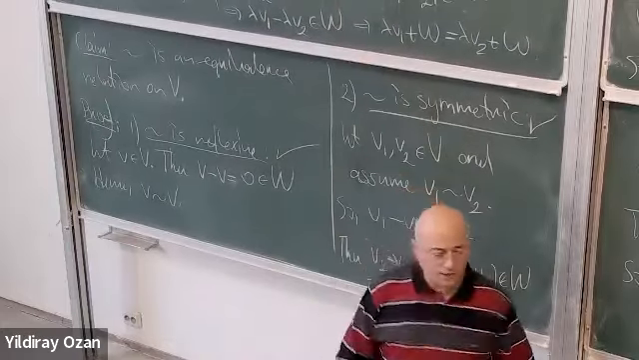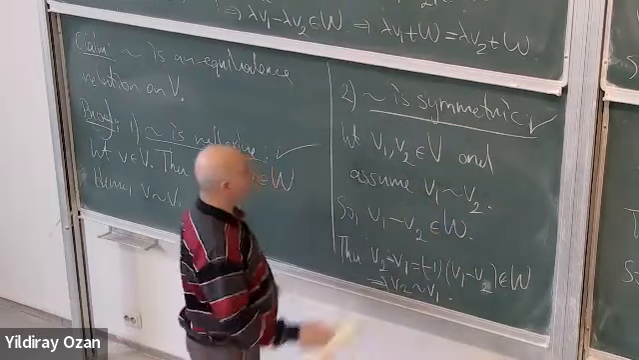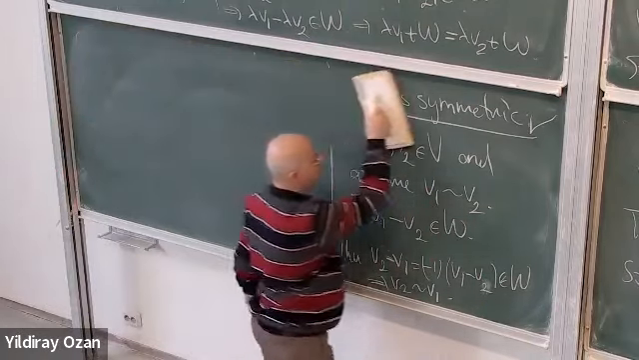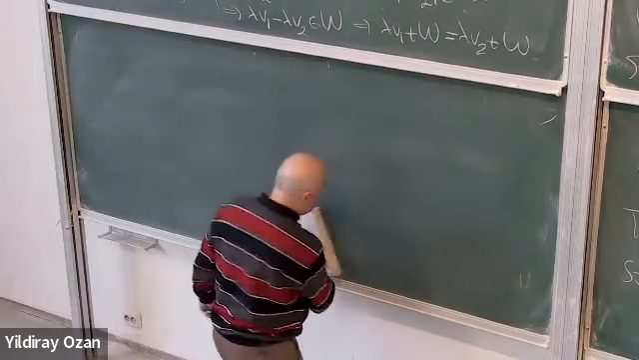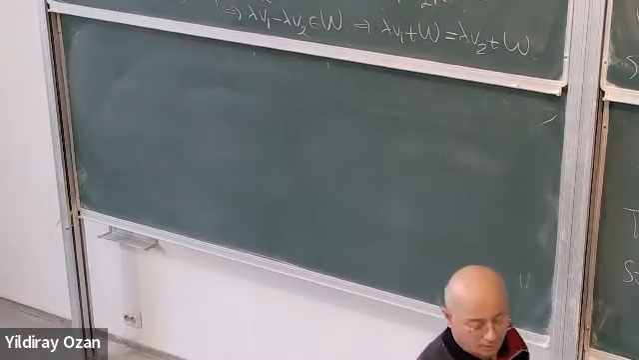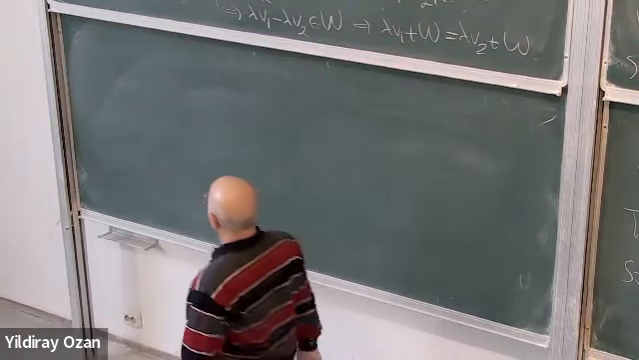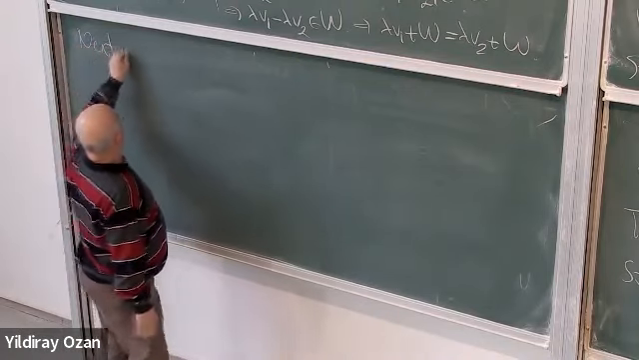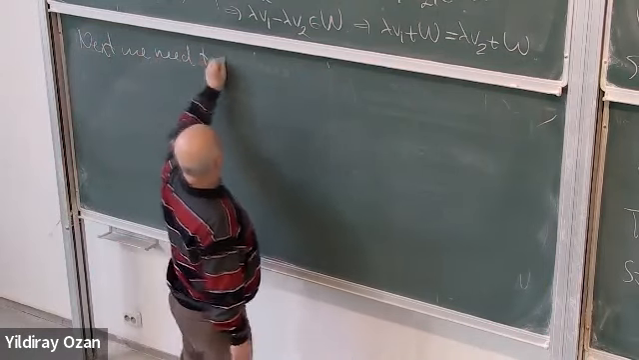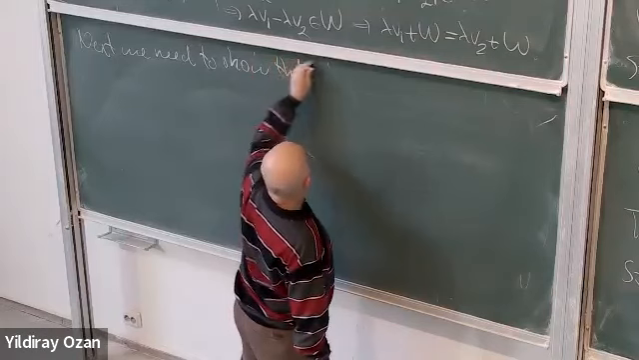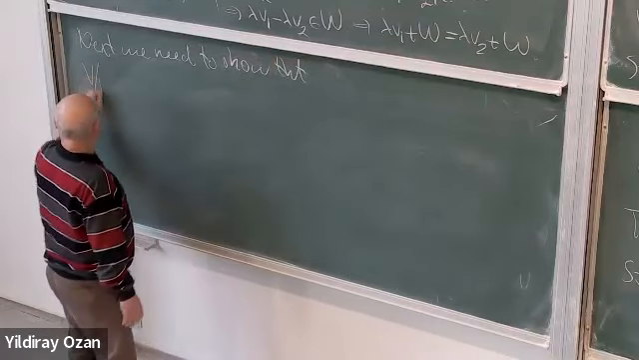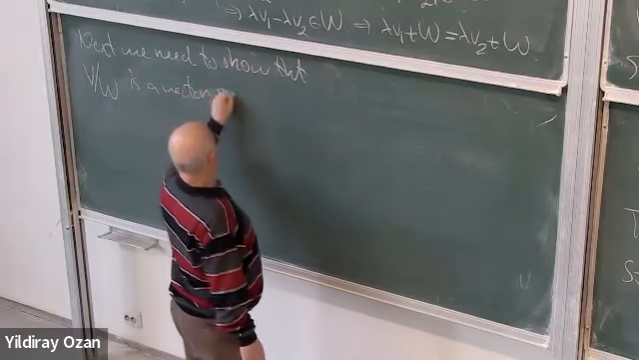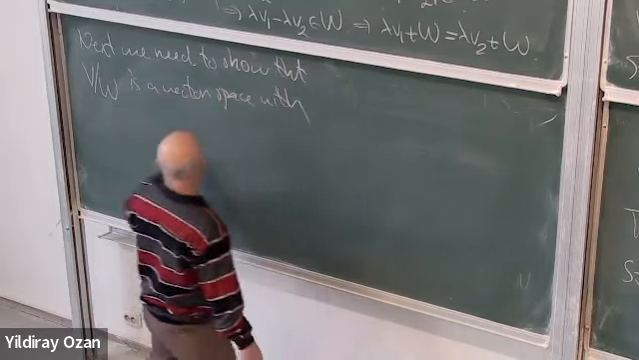Are we done? Well, not really. We have defined two operations, vector space operations, but one has to prove that with these operations, this is really a vector space. So next, we need to show that V over W is a vector space with these operations.